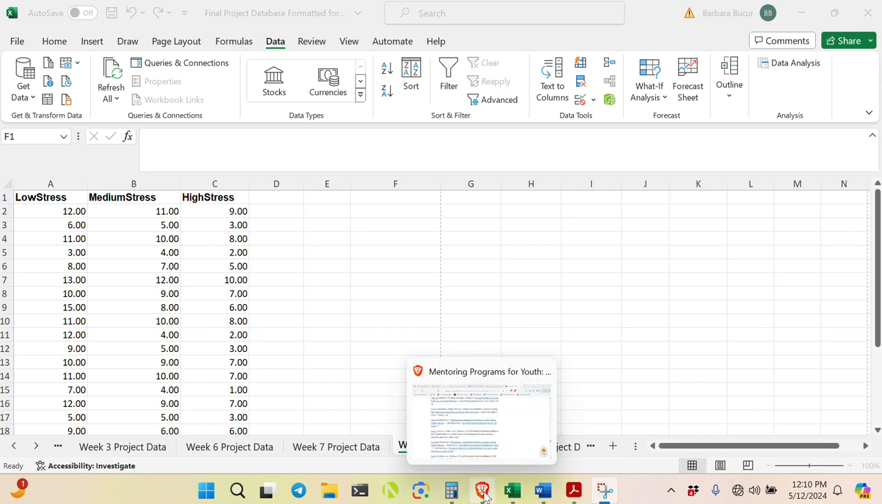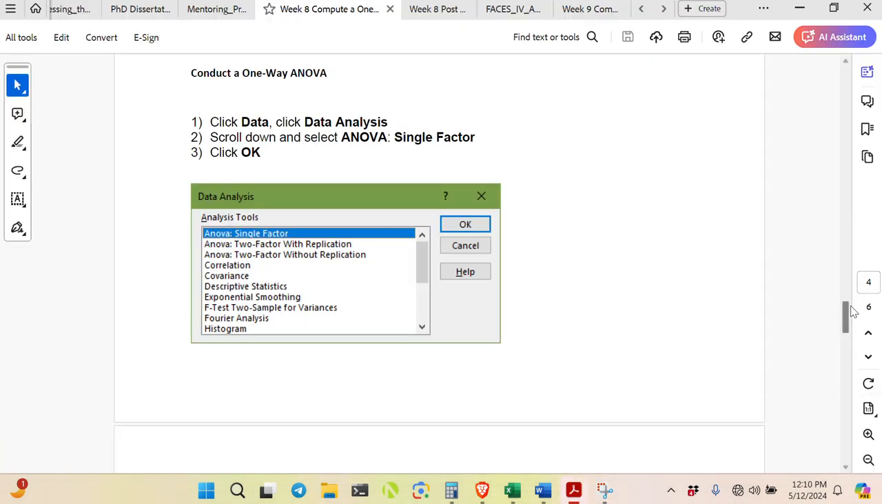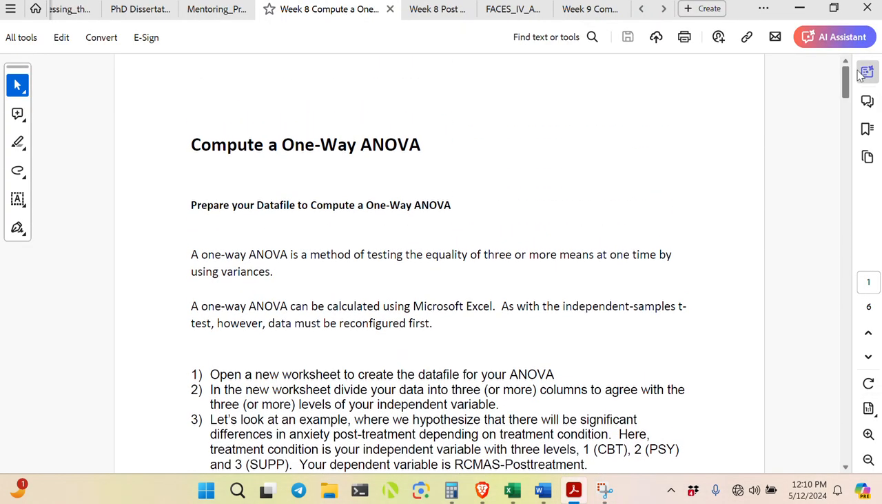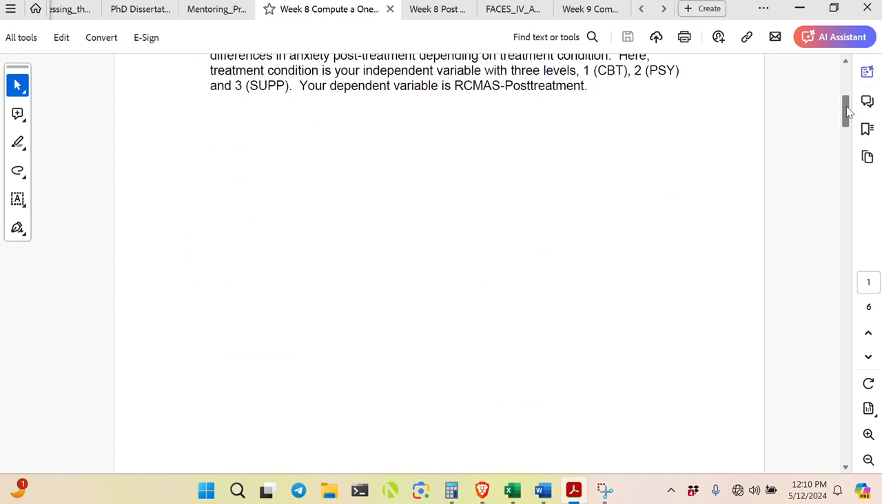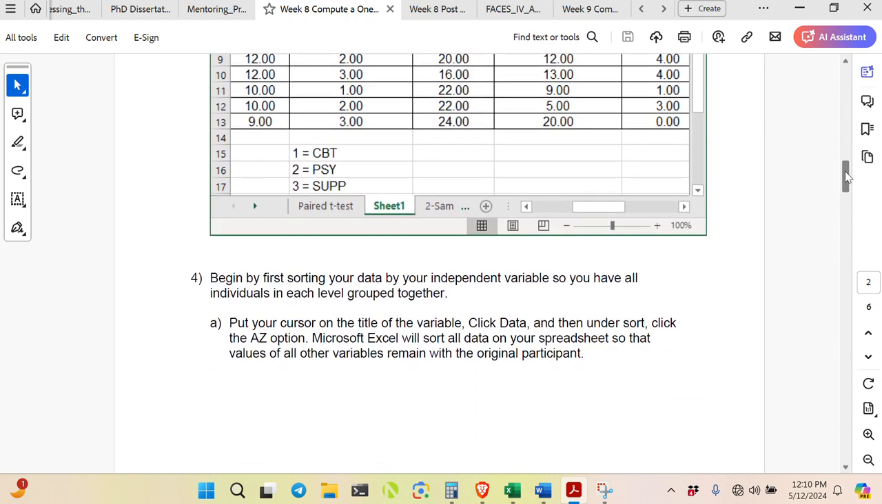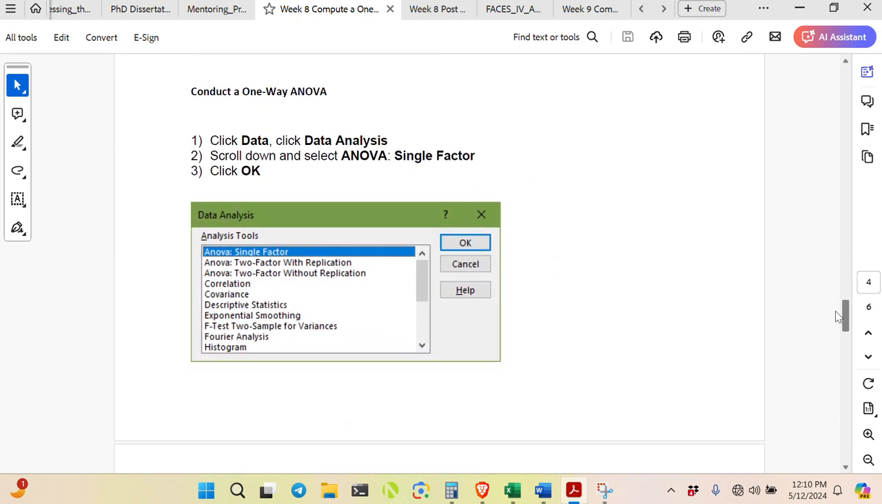So you will need to refer back to the lectures when you're working on this. So there is the lecture showing you how to complete the ANOVA. And like I said, you could skip the part where it tells how to organize the data because you won't need to do that. You can just start where it says conduct a one-way ANOVA. And so then you'll also need to have the lecture for the post hoc tests.